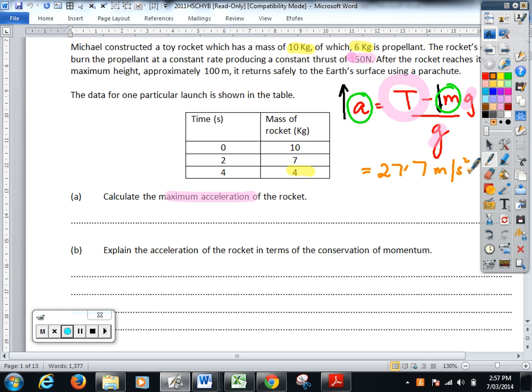The second part of our question is to explain the acceleration of the rocket in terms of the conservation of momentum. Now, we're looking at the verb that is used here, which is explain. This is a high-level verb in New South Wales HSC. We need to make sure that we give cause and effect, and we are not just simply going to make statements, we have to explain statements. So we need to answer the question, which is the acceleration of the rocket in terms of conservation of momentum. To do this, what are the major things that I need to bring into one answer?